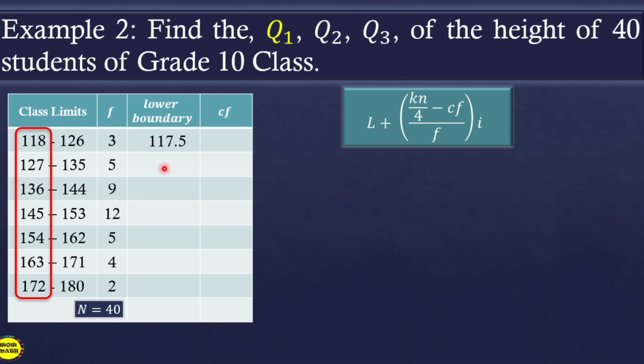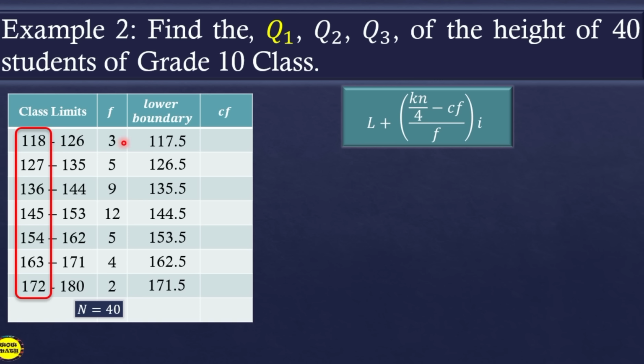127 minus 0.5, that is 126.5. So, ganun din yung gawin sa iba. And then, the cumulative frequency. So, kung kanina, sa baba tayo nagsimula, dito sa taas. Kasi sa taas ang simula ng class limits natin. So, dito rin tayo magsisimula.